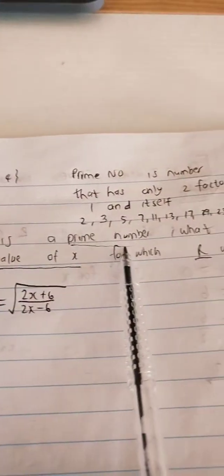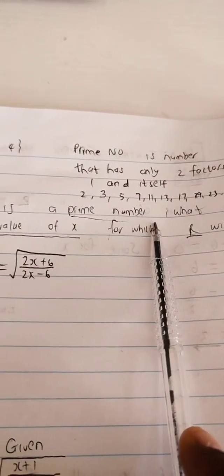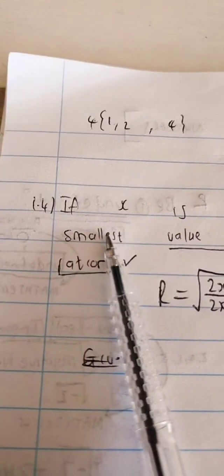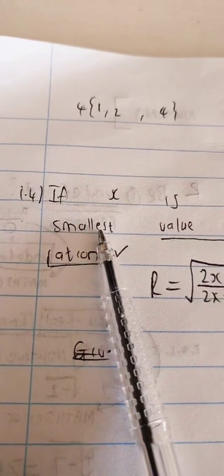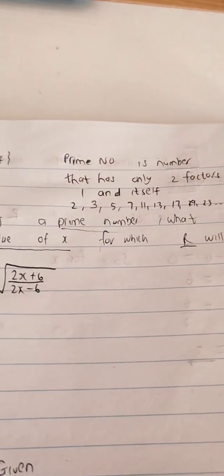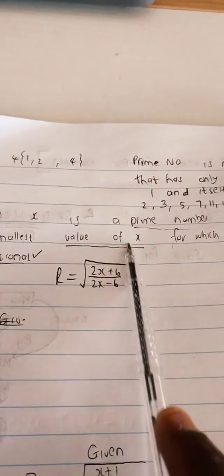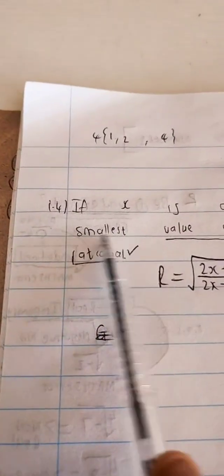If x is a prime number, we know what a prime number is. We are so clear about what a prime number is. What is the smallest? Guys, hopefully you understand what smallest means. Smallest means your lowest number, your lowest of the lowest. So if you're looking at your prime numbers, we are looking for the smallest prime number, which will be in the place of x, for which r will be rational.